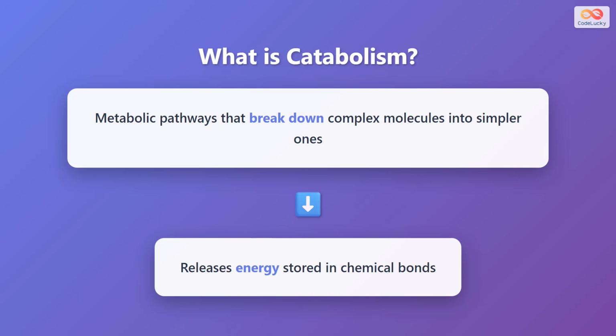Catabolism consists of metabolic pathways that break down complex molecules into simpler ones. Think of it as the body's way of dismantling large, energy-rich compounds. During this breakdown process, the energy that was stored in chemical bonds gets released. This released energy is then captured and used to power various cellular functions throughout the body.